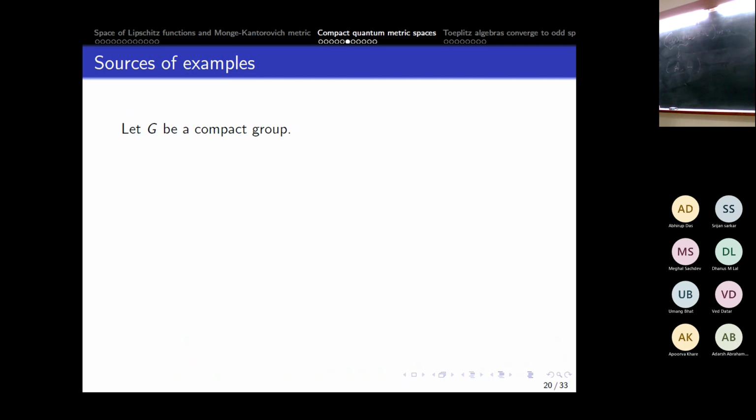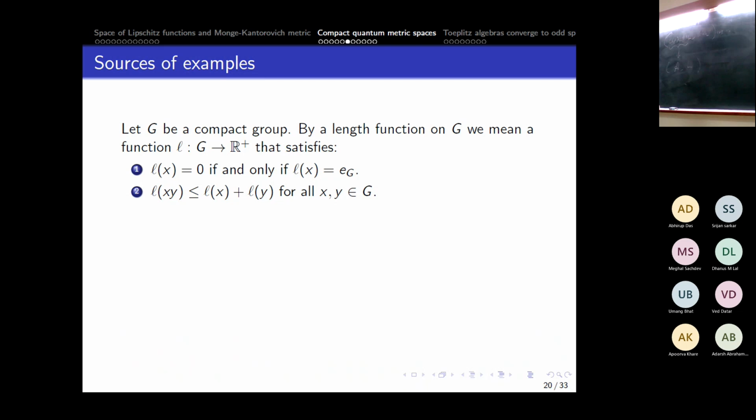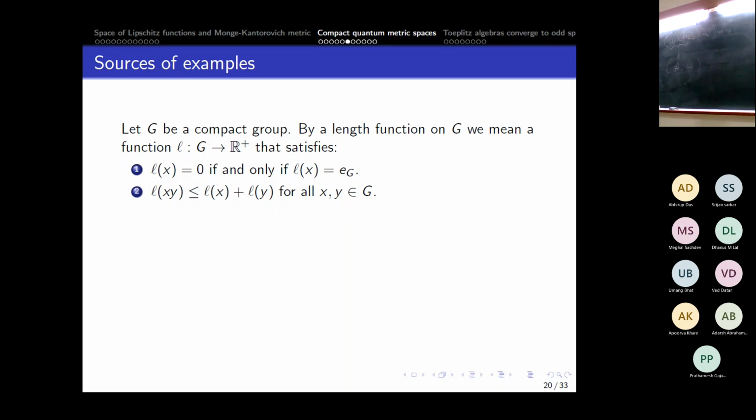Another example which motivated Rieffel was from compact topological groups. So if G is a compact topological group with a length function, what is a length function? It's a function from G to R plus that satisfies that Lx equals 0 if and only if x equals the identity element of G, Lxy is less than or equal to Lx plus Ly, and L should be what is called conjugacy invariant.